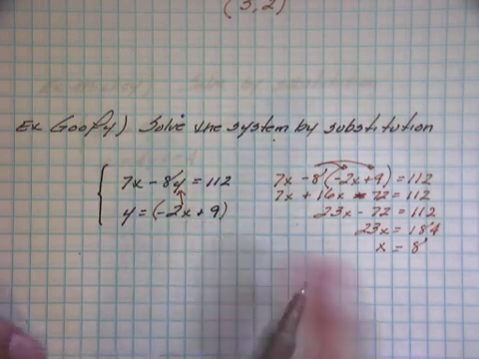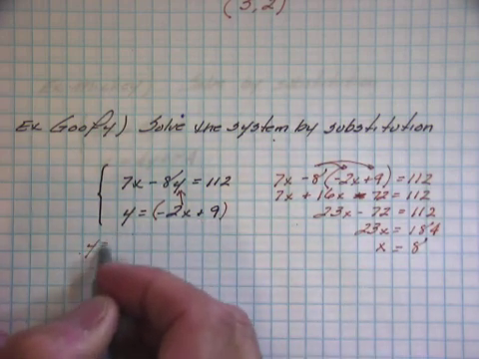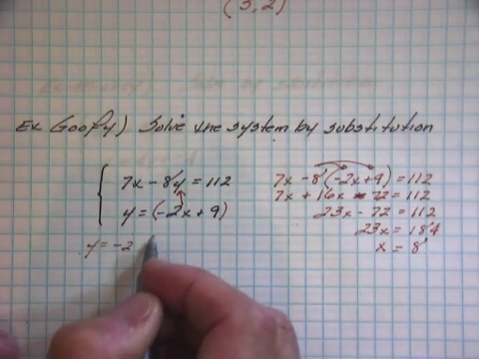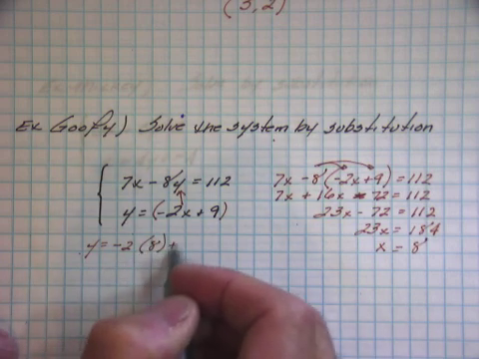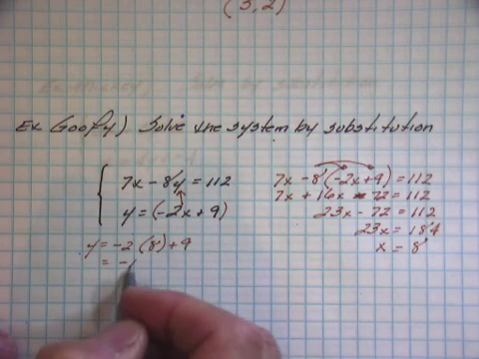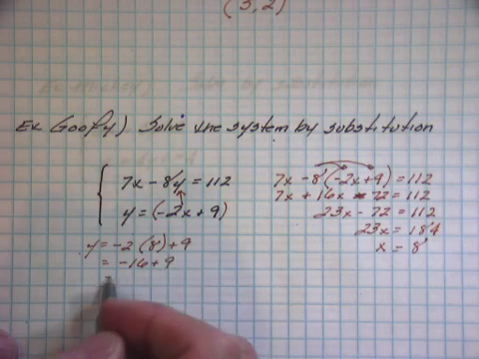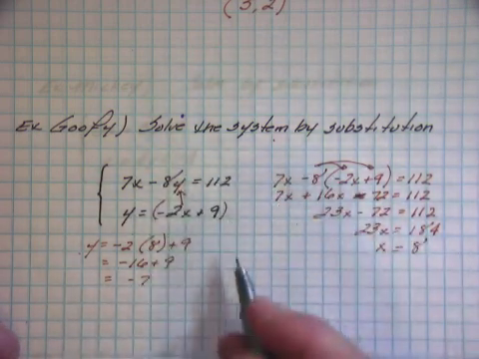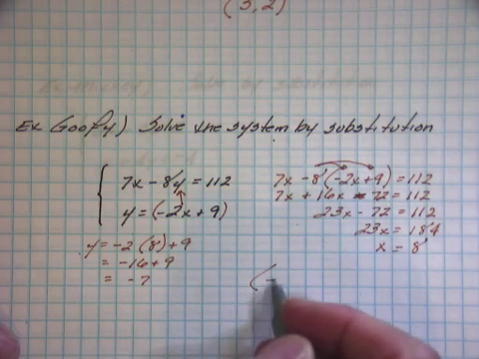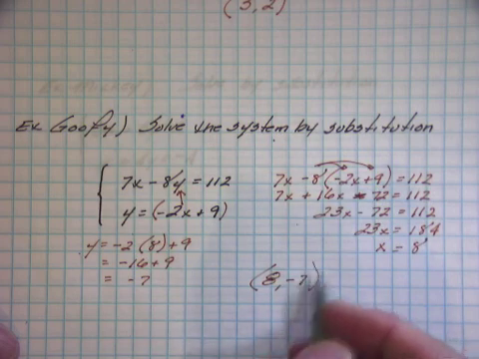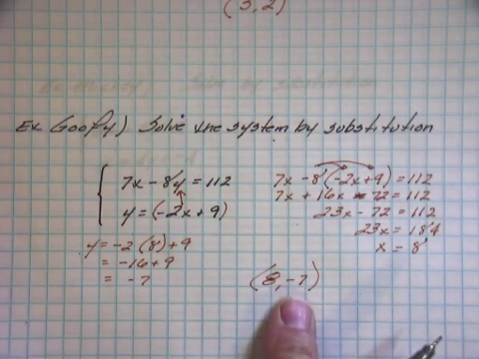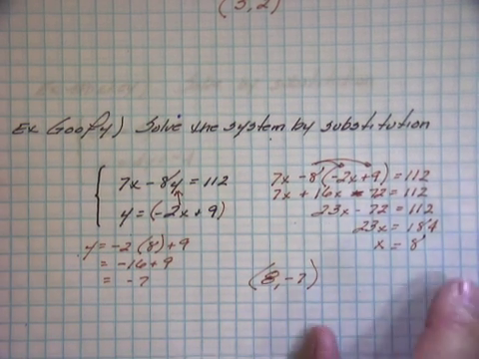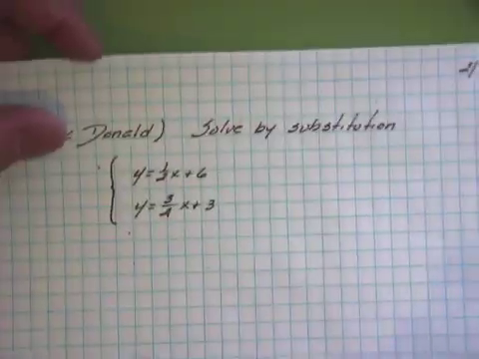Again, that's half the answer. We're going to take the 8, put it into this expression, which is already solved for y, and I get y equals negative 2 times 8 plus 9, which is negative 16 plus 9, which is negative 7. So the solution to this system of equations is 8, negative 7. Okay, so there's the solution.